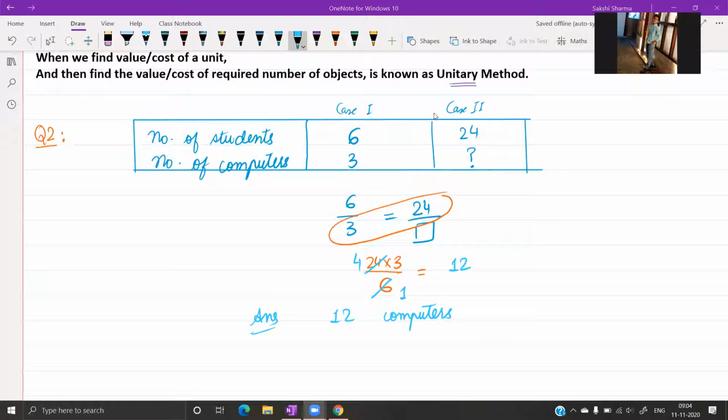That's correct. When we multiply, the answer is 72. 72 divided by 6 will be 12. Yes, sir.